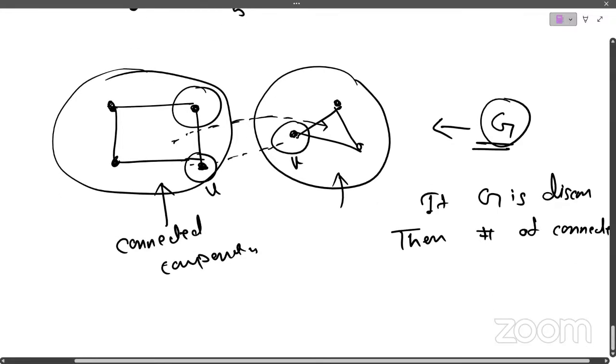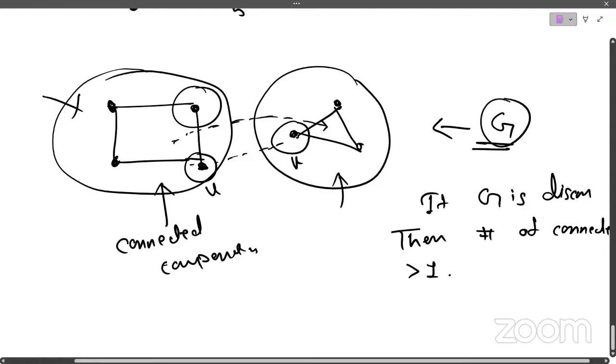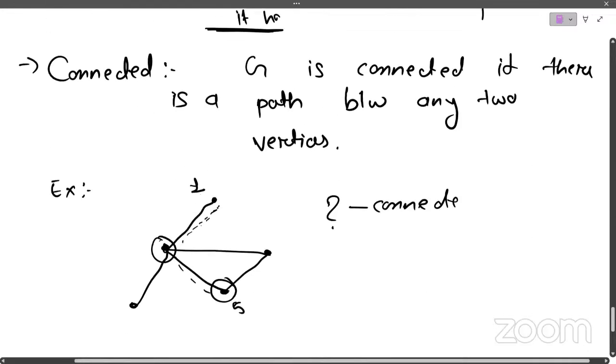Connected component basically means the parts of a graph which are themselves connected. For example, in this part, I can find a way of moving from one vertex to any other vertex in this component. So if G is a disconnected graph, then the number of connected components is strictly greater than one. So this is one thing.